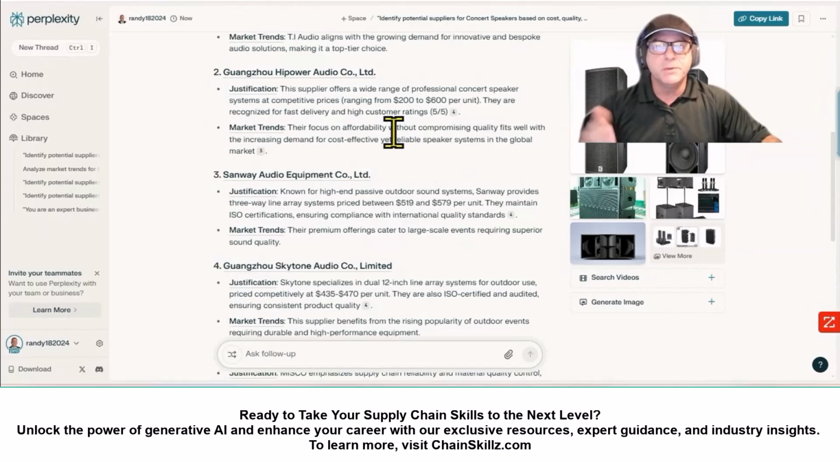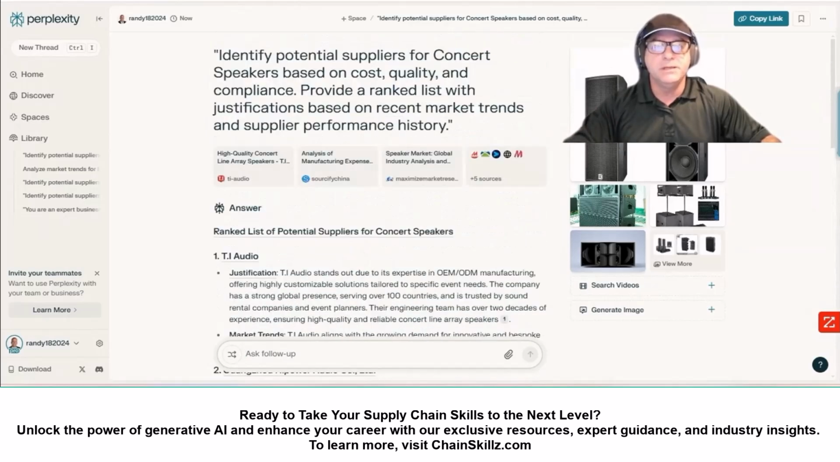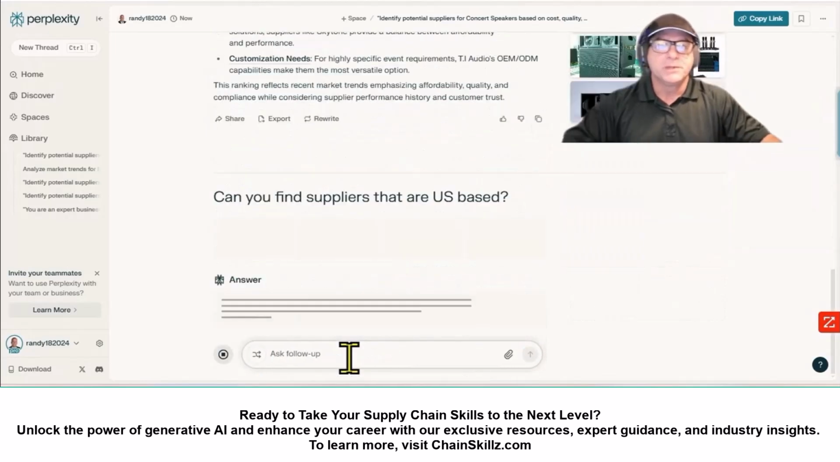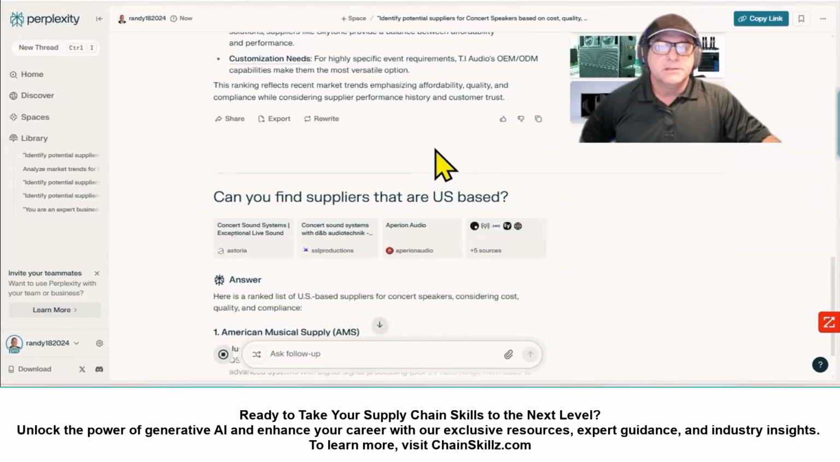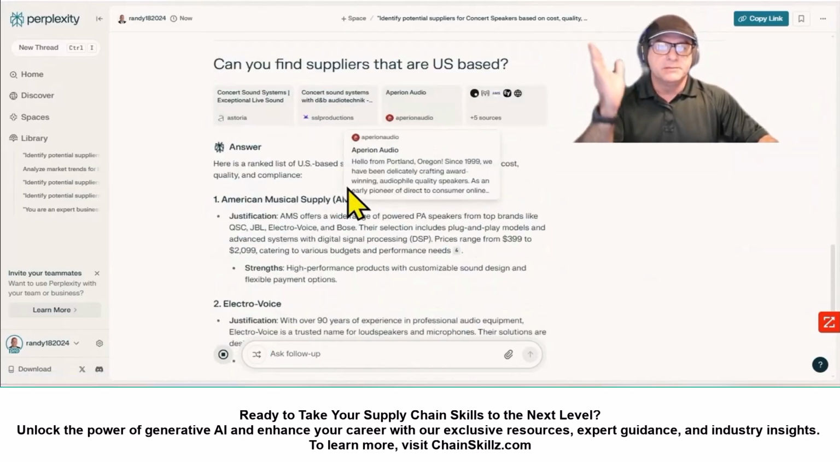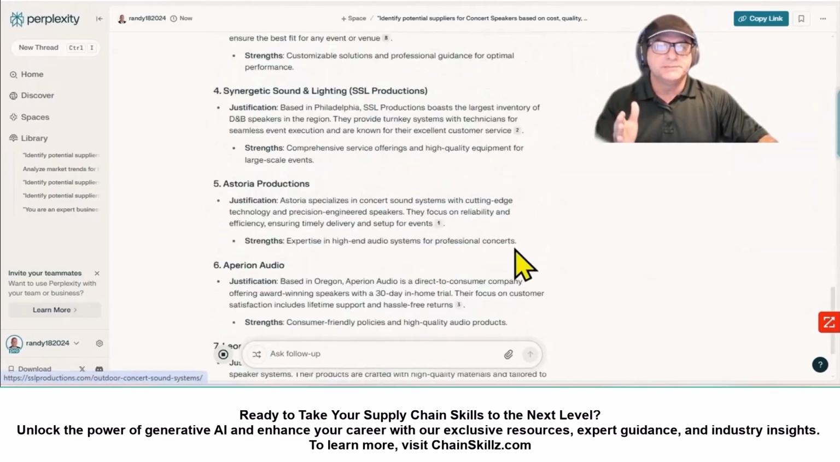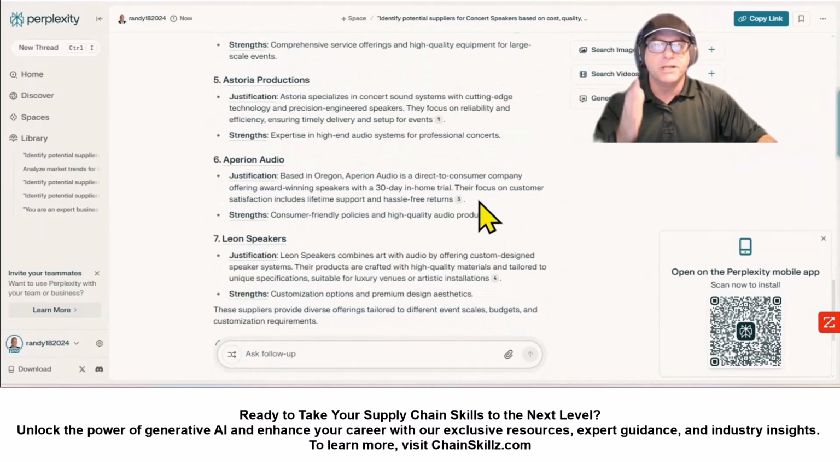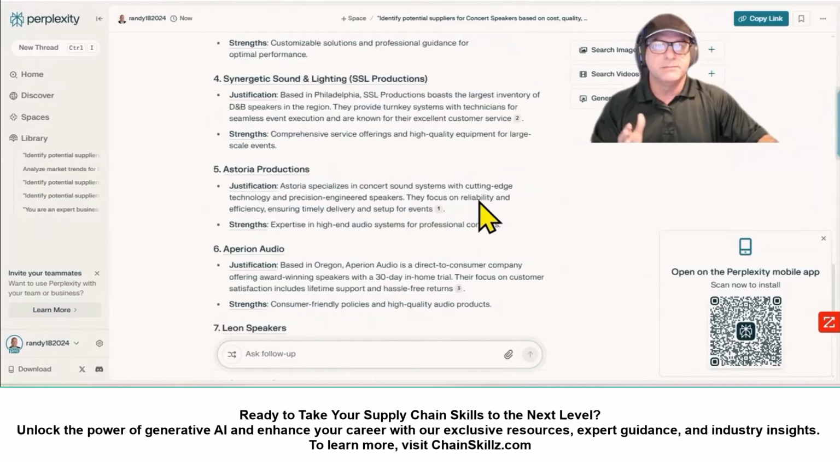Now, something we may consider, right? We want this to be American built. So we may say, can you find suppliers that are US based, right? Now it's going out and finding suppliers that are US based. If we're looking to source for a government agency, that would be something we would particularly want to be focused on, making sure that we are compliant with our sourcing methods.